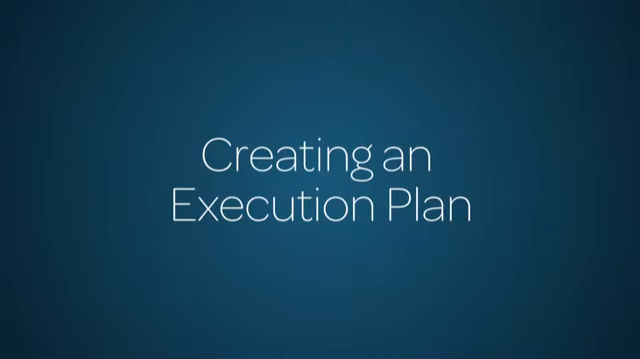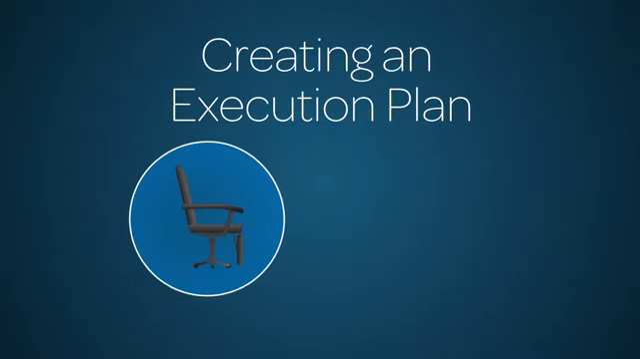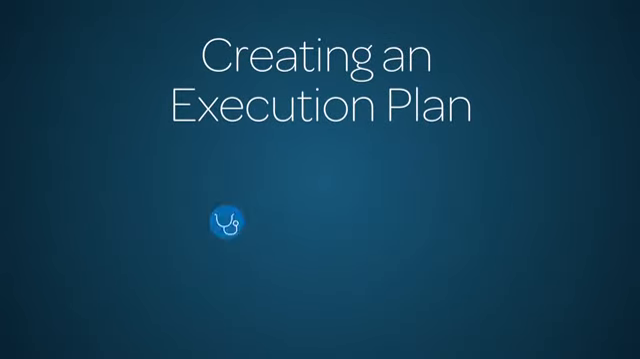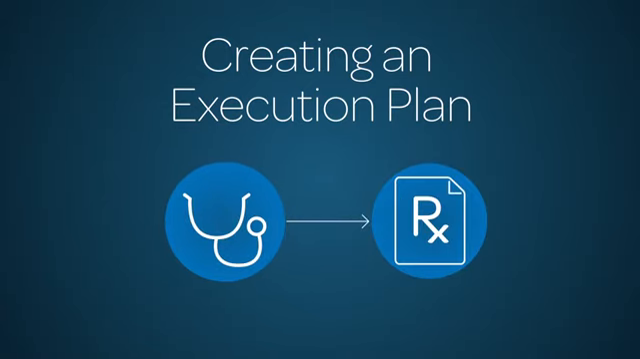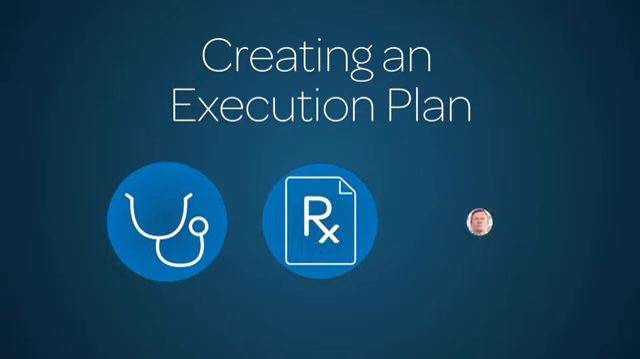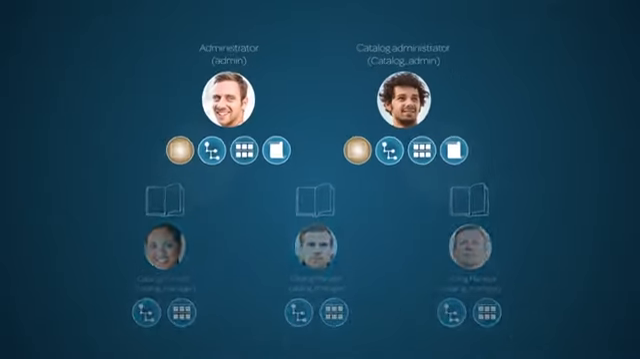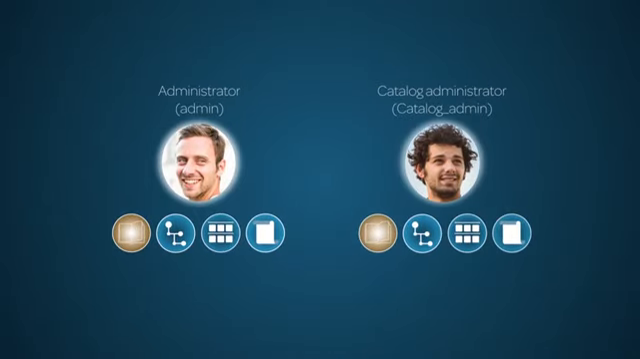Now let's look at creating an execution plan. In our example, we want an execution plan for ergonomic furniture requests. Employees must provide a doctor's recommendation to be eligible for ergonomic office furniture. We want this plan to include an approval task requiring the requester's manager to verify that the employee provided the recommendation. Keep in mind that only administrators and catalog administrators can create execution plans.